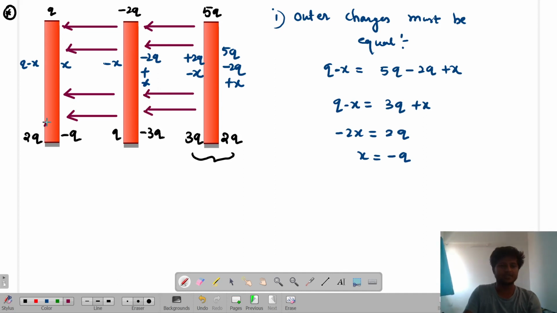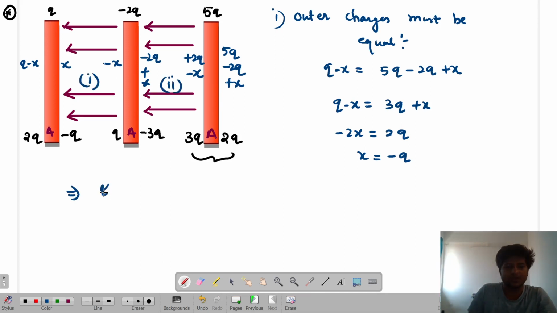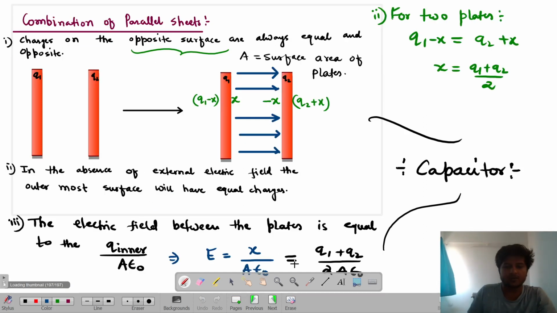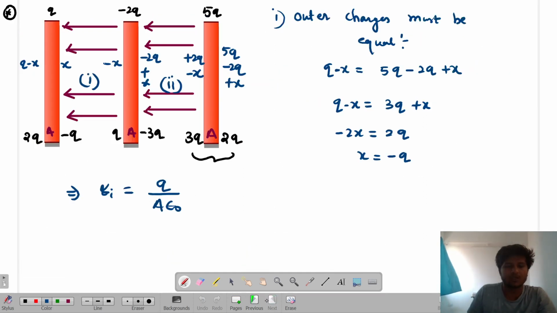So let's suppose the area is A. Let us call this the first region and this the second region. So E in the first region, Q inner is Q, so it is Q by A epsilon naught, isn't it? That's what our formula was. Q inner by A epsilon naught. And in the second region it is equal to how much? Q inner is 3Q, so 3Q by A epsilon naught.